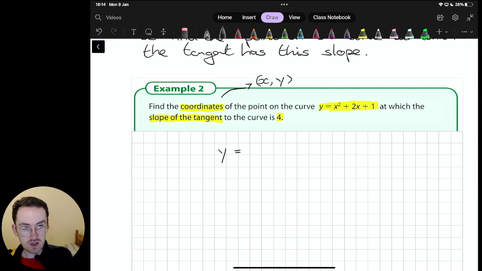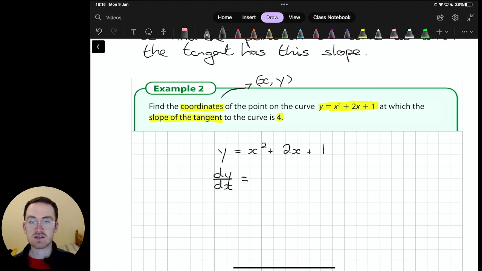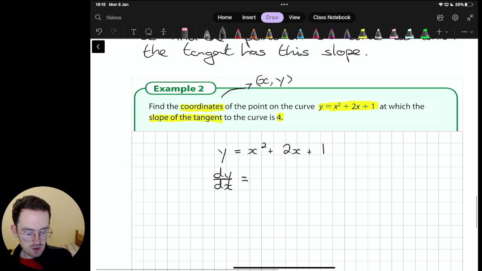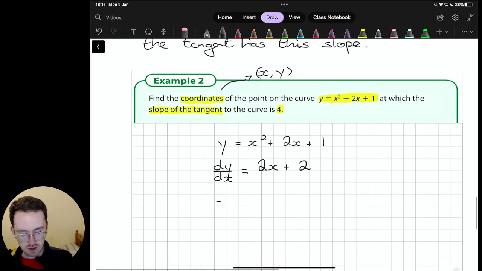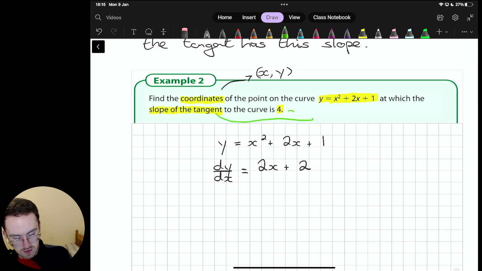If we're looking at a question like this and we're not sure where to start, we always start by rewriting our equation or our curve, and we know we're looking for slope, so we make that connection in our head again: slope and dy dx. So let's differentiate, find the derivative. That becomes 2x plus 2. And we've been told that the slope of the tangent to the curve is 4.